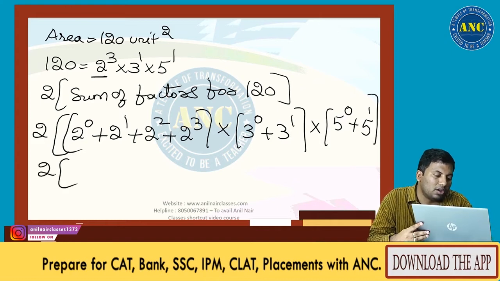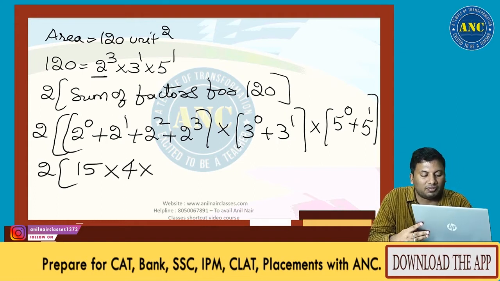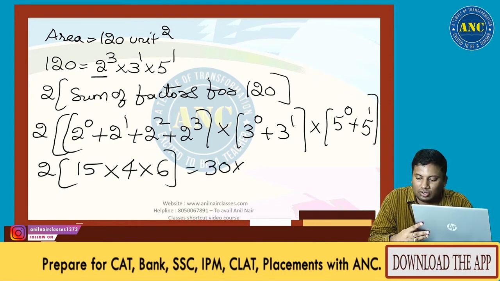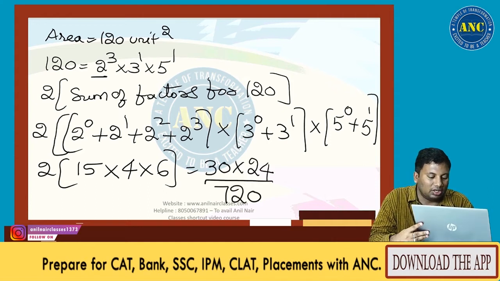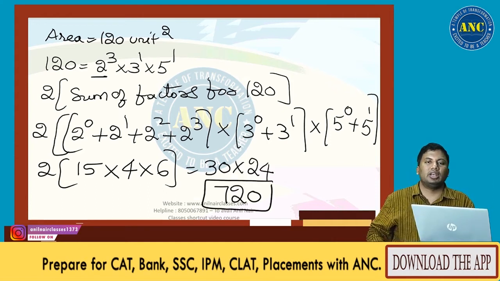2 into 8 plus 4, 12, 12 plus 2, 14, 14 plus 1, 15. 15 into 1 plus 3, 4. 1 plus 5 is nothing but 6. So this is nothing but 30 into 24, which is nothing but 720 units.